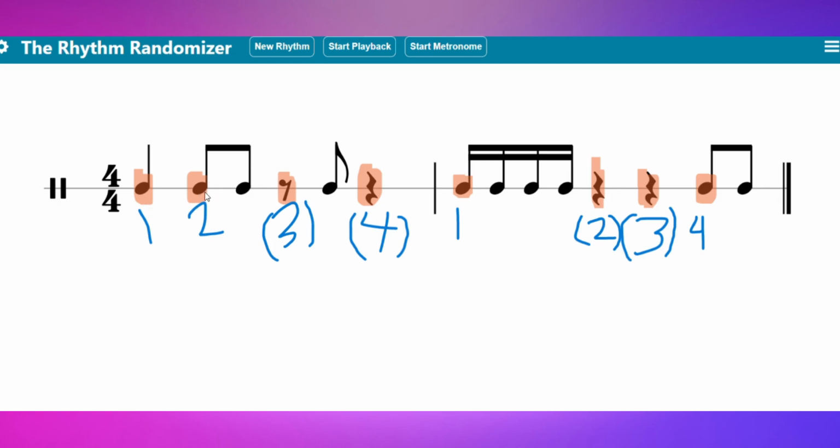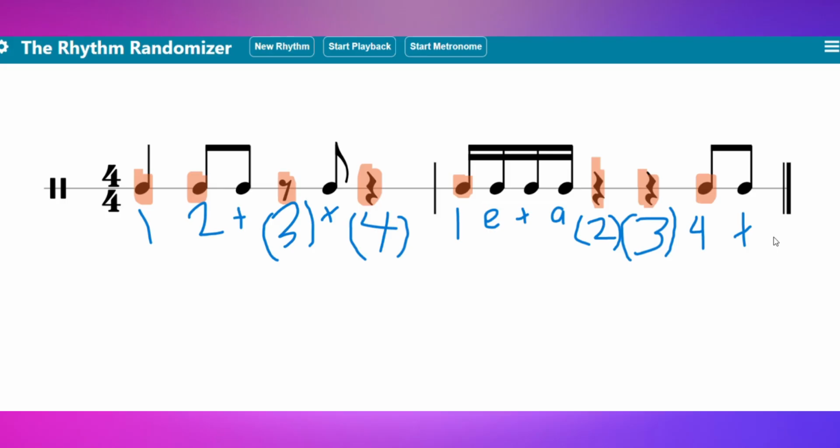Okay, so now let's mark all the notes that aren't highlighted. So 1, 2, and 3, and 4 is that whole beat of rest. 1, E, and beat 2 is all rest, beat 3 is all rest, 4, and.